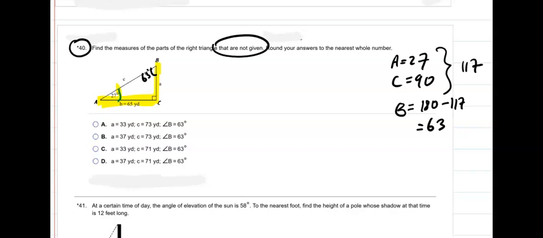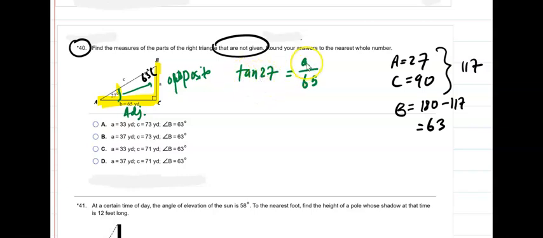If this is the reference angle, this is going to be the opposite, and this is going to be the adjacent. In this case, A is going to be opposite and B is going to be adjacent. If you look at 27 as the reference angle, 27 equals opposite A over adjacent 65. That's the trigonometric ratio.